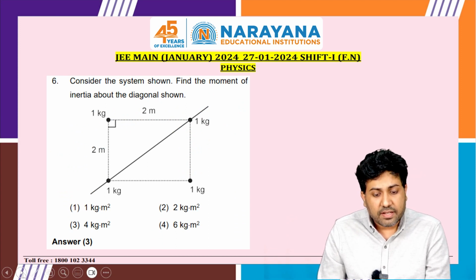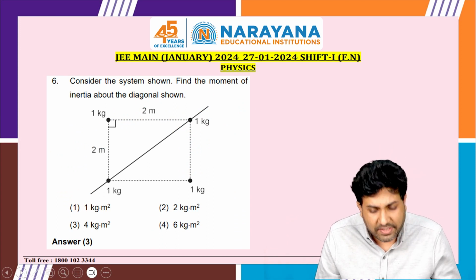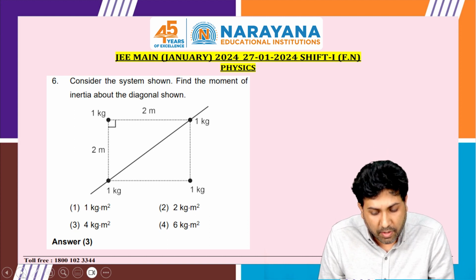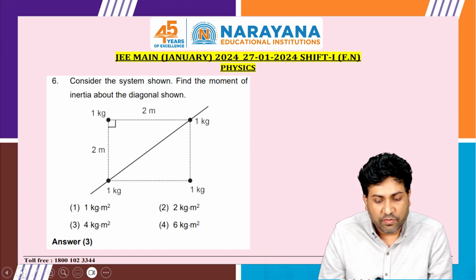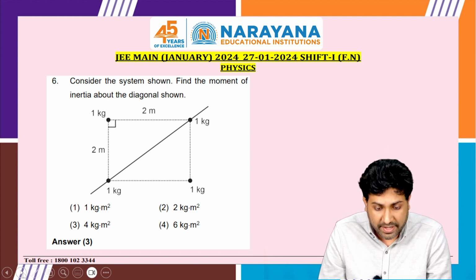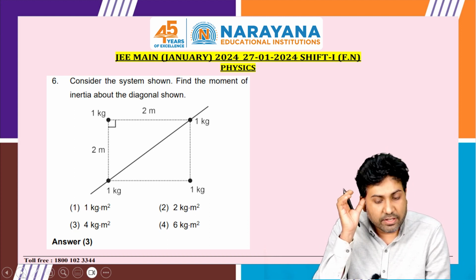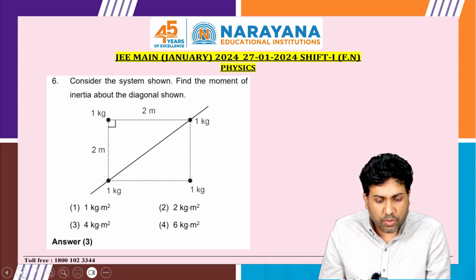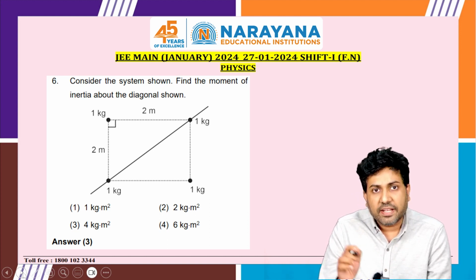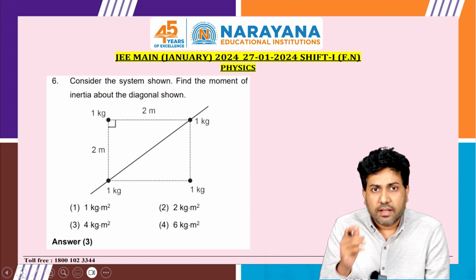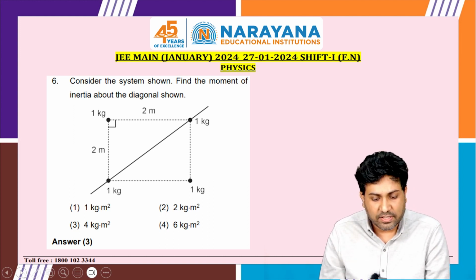What is given here? There is a system of point masses, each mass is 1 kg, and they are at the vertices of a square. Then find the moment of inertia about the diagonal as shown in the figure. If I have to find the moment of inertia, I know that I need the perpendicular distance of the point mass from that axis of rotation.